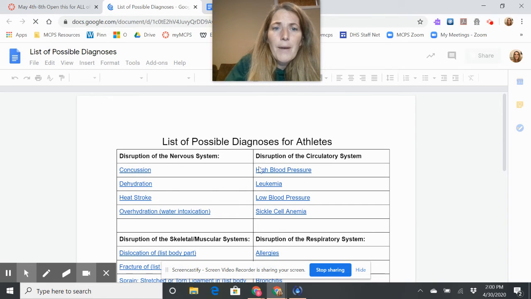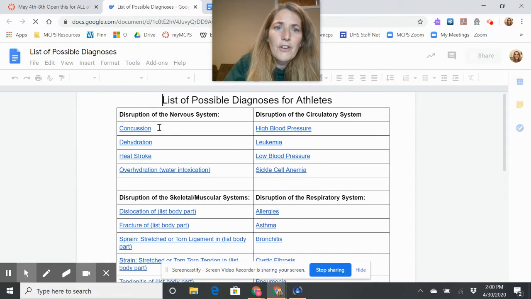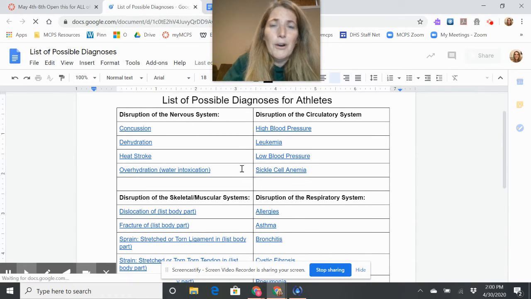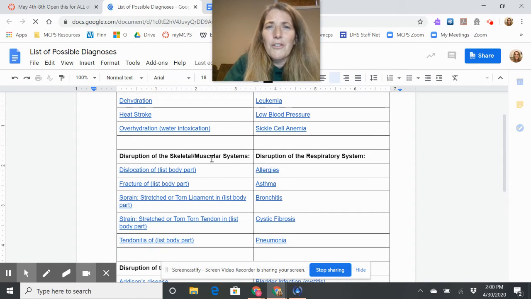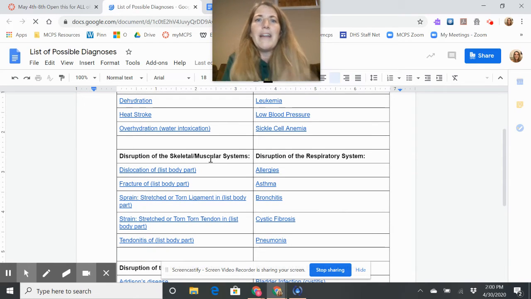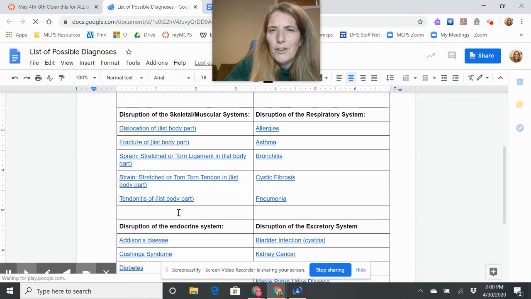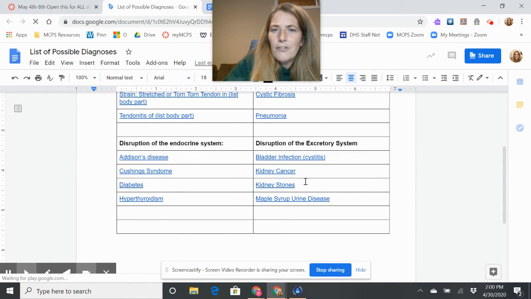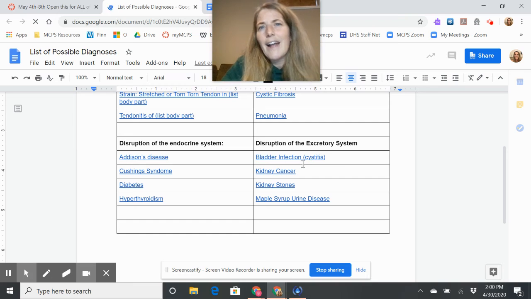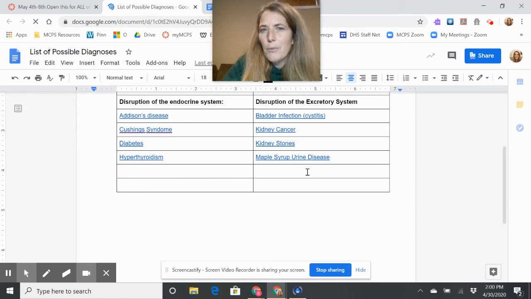I have them by system. So there's nervous system. She was not complaining about her brain. There is skeletal muscular. This would be like a fall or some injury during the game. She wasn't injured during the game. Endocrine system, okay, this would be something different. By the way, if it's an endocrine system issue, you probably saw something on the blood work. Excretory system, not her kidneys. Again, probably would have seen something on the blood work from the week before.